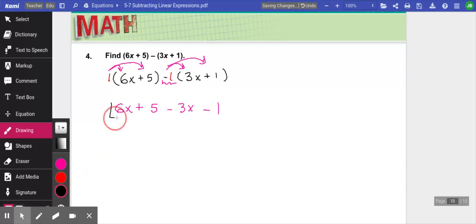Combine our like terms. 6x minus 3x is 3x. 5 minus 1 is 4. Did you get 3x plus 4? I hope you did. If you didn't, go back and look for a mistake. Perhaps you forgot to bring the negative 1 and carry it all the way through and change these signs. Or maybe the integers got you. But double check your work.